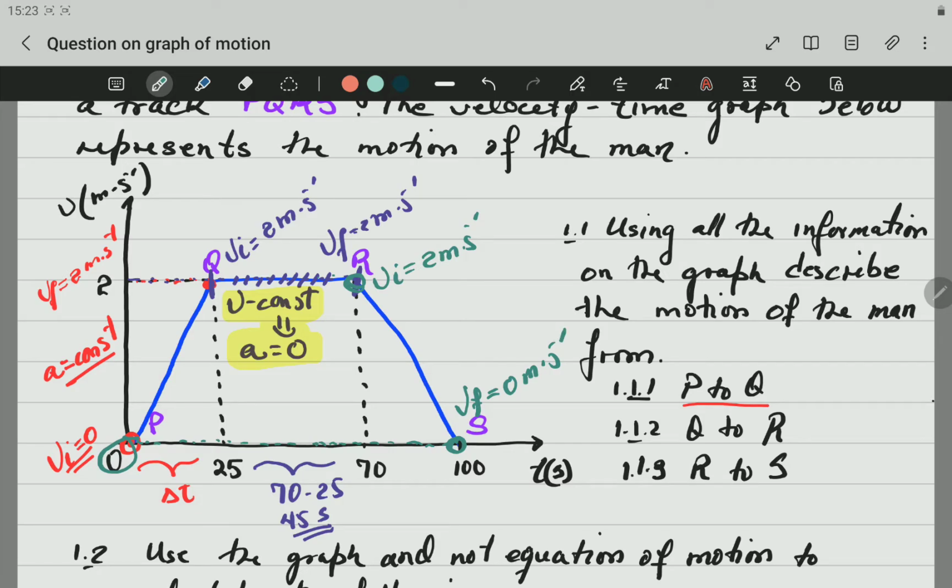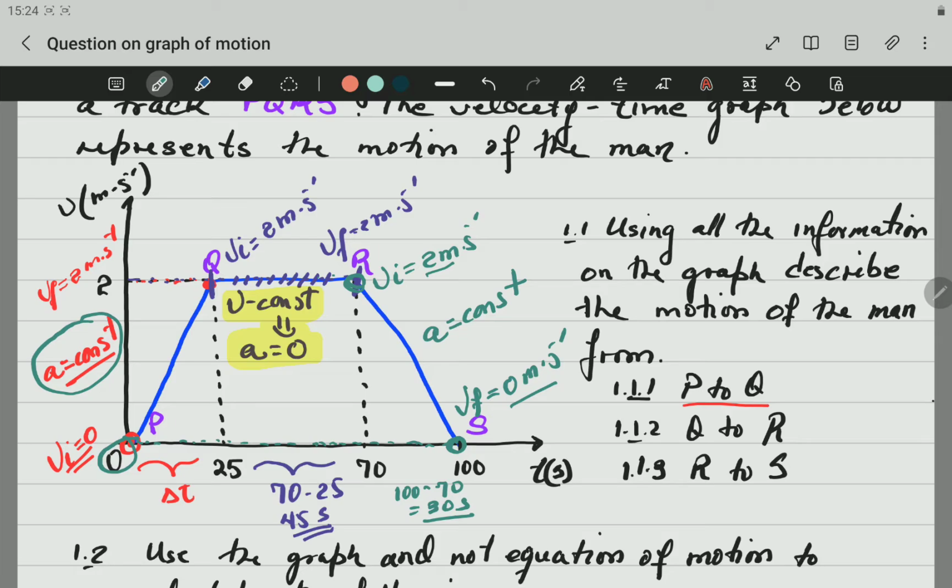All right. How long did that motion take? Well, it's 100 minus 70. It is 100 minus 70, and that is equal to 30 seconds. So the velocity here decreases from 2 to 0 meters per second in 30 seconds. And as we said, in the first part of the motion the line is straight, which shows us that the acceleration is going to be constant.